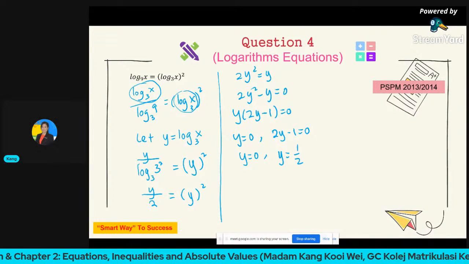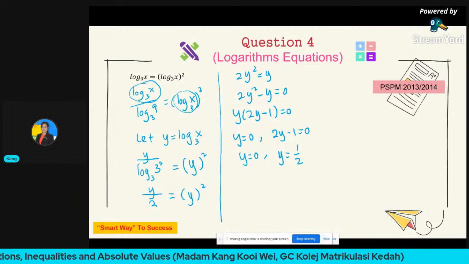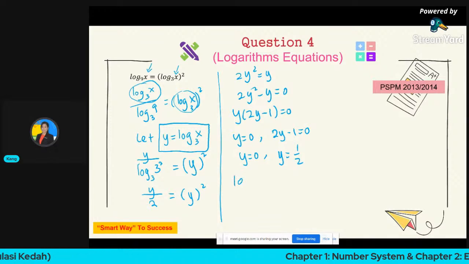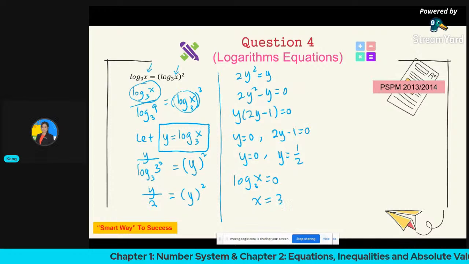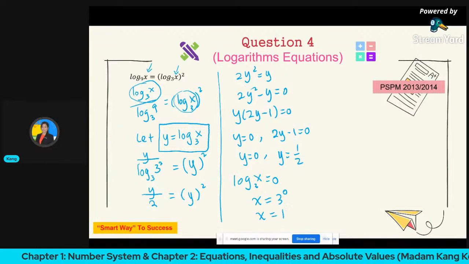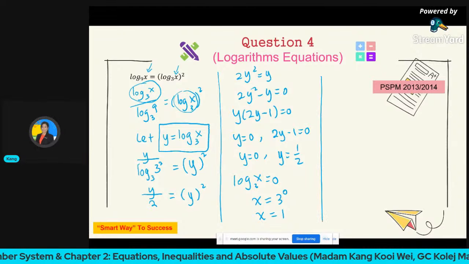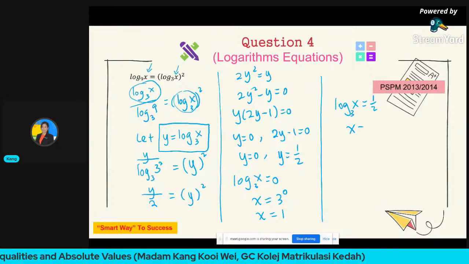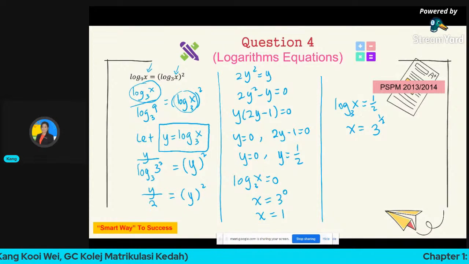Okay. We have not yet finished our solution, because we are going to get the value of x, not the value of y. Substitute it back. Log x base 3 equals 0, so x equals 3 to the power of 0, which is 1. Then, log x base 3 equals 1 over 2, so x equals 3 to the power of 1 over 2. Change log to indices. So x equals 3.